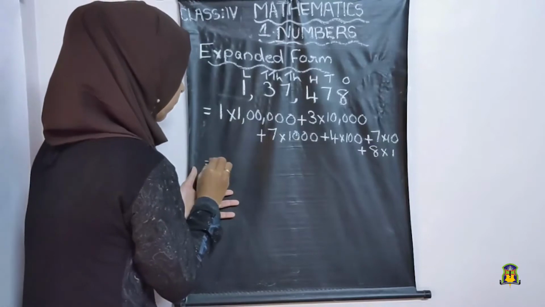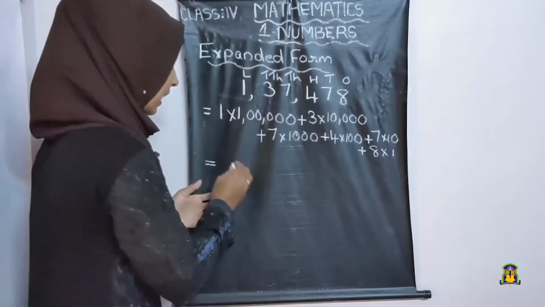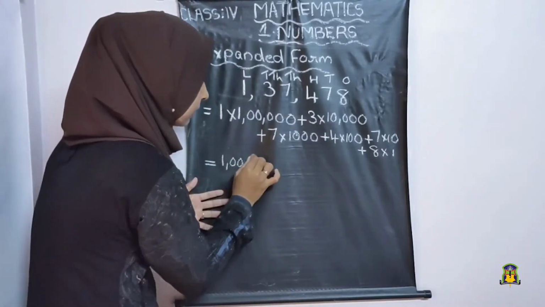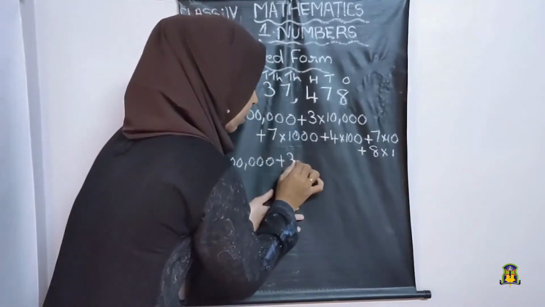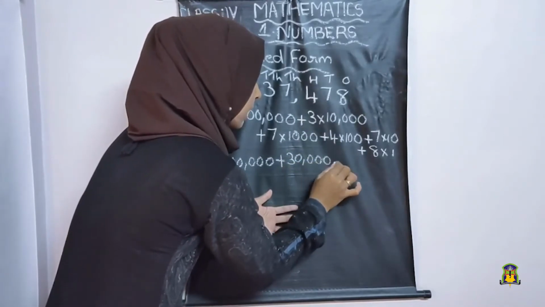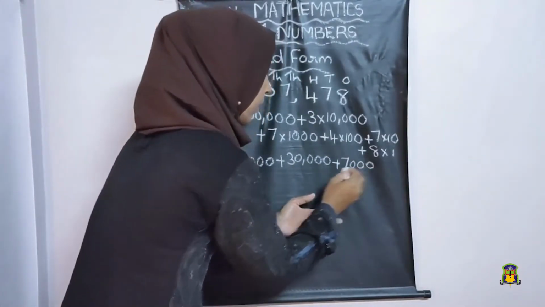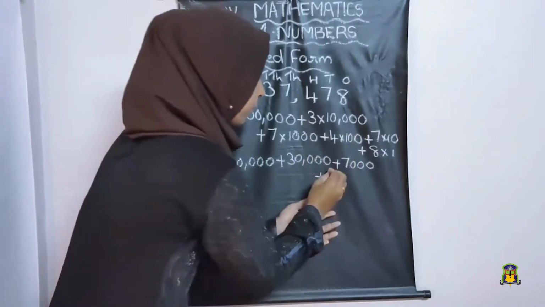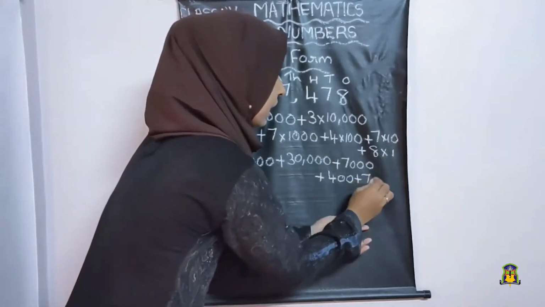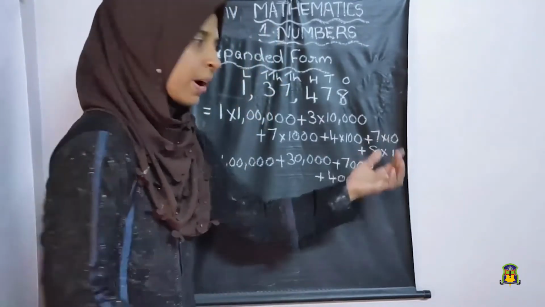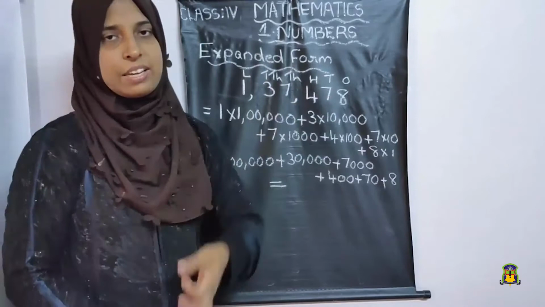So this one we can also write as: what is 1 into 1 lakh? 1 into 1 lakh is 1 lakh itself. So 1 lakh plus 3 into 10,000 is 30,000, plus 7 into 1,000, 7,000, plus 4 into 100, 400, plus 7 into 10, 70, plus, what is 8 into 1? 8. So this is the expanded form of this given number.